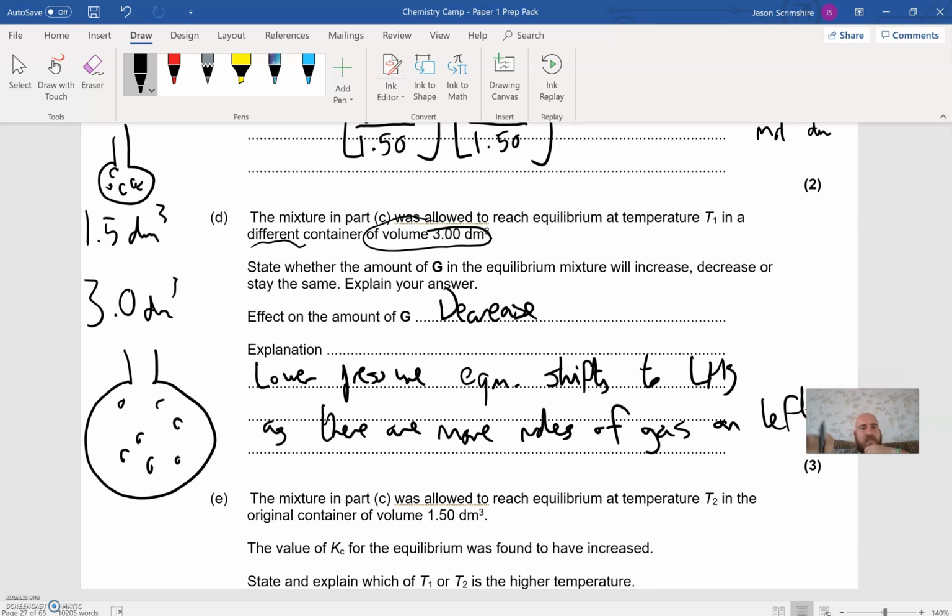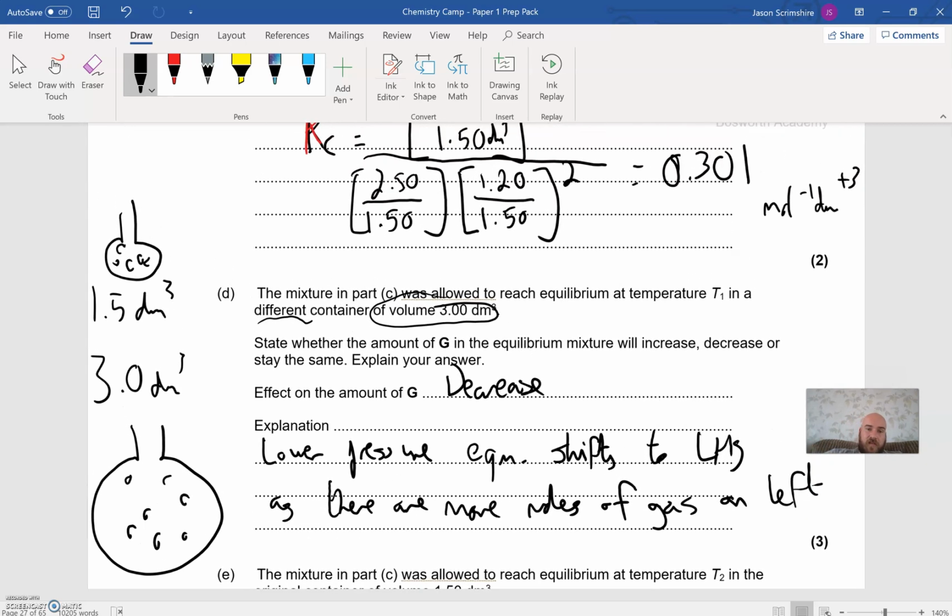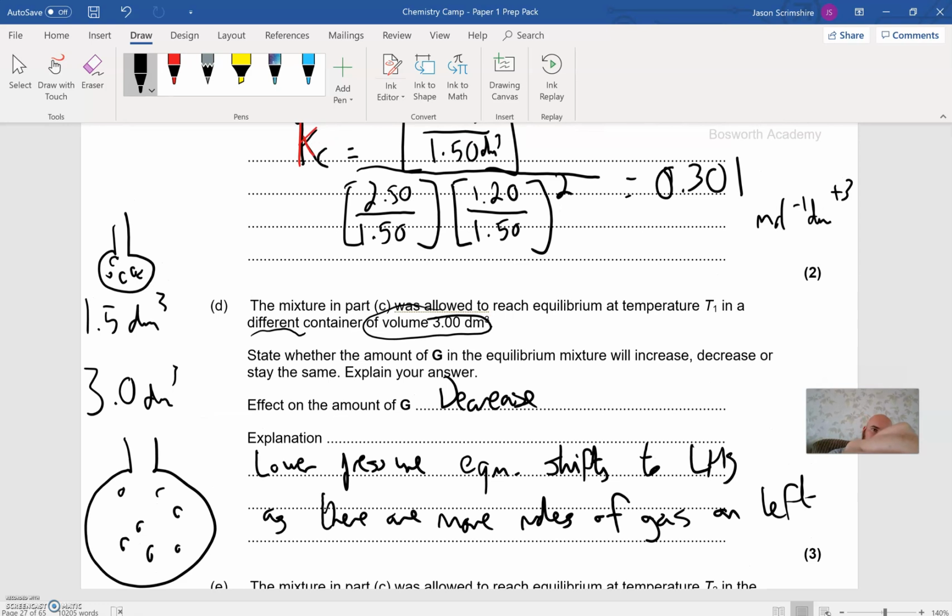Okay, right, this next question, part D. The mixture in part C was allowed to reach equilibrium at temperature T1, in a different container of volume 3 decimeters cubed. So what's happened here to get from question C to question D is that I've gone from a 1.5 decimeter cubed flask to a 3 decimeter cubed flask.